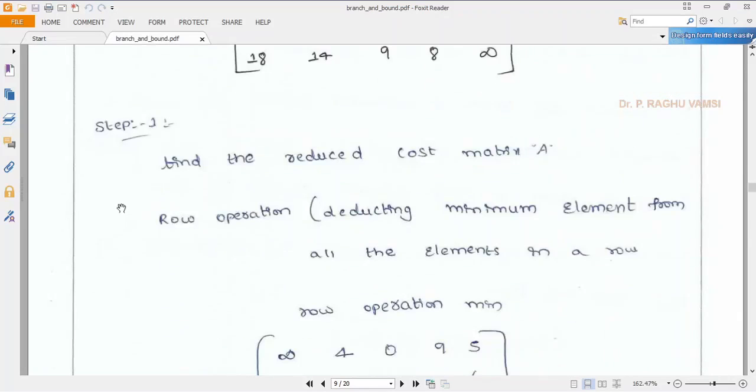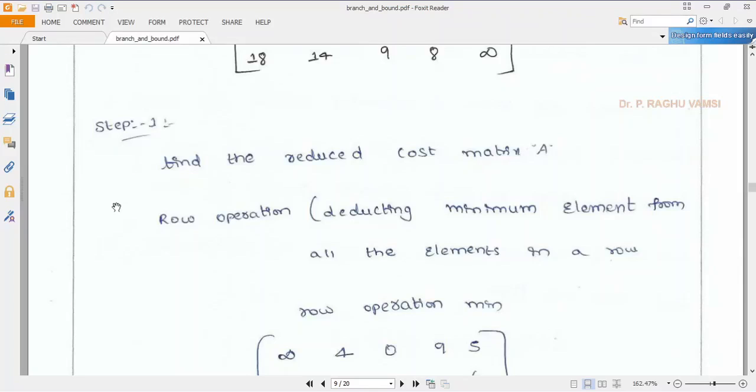In this, the first step is to find the reduced cost matrix. In order to reduce this cost matrix, first of all, we must perform the row operations and column operations. Recall the matrix row operations and column operations that you have studied in your basic mathematics. The same row and column operations will be performed here for identification of the reduced cost matrix. Because with this reduced cost matrix and the cost which is already available, we need to form a lower bound and an upper bound to proceed further in the branch and bound technique.